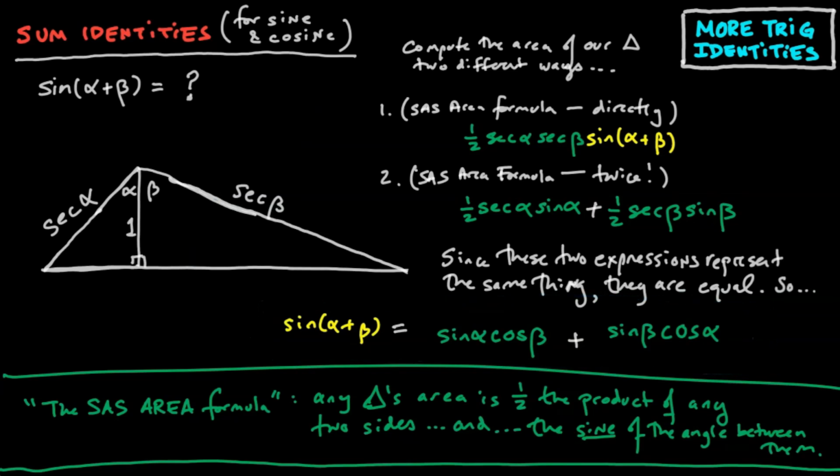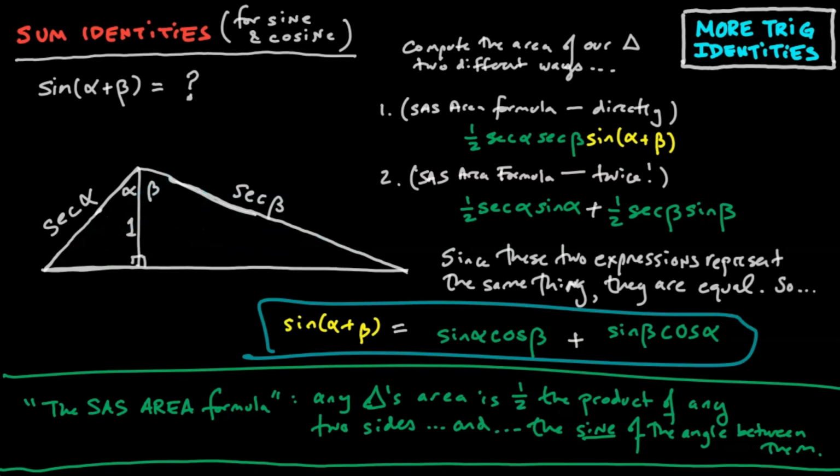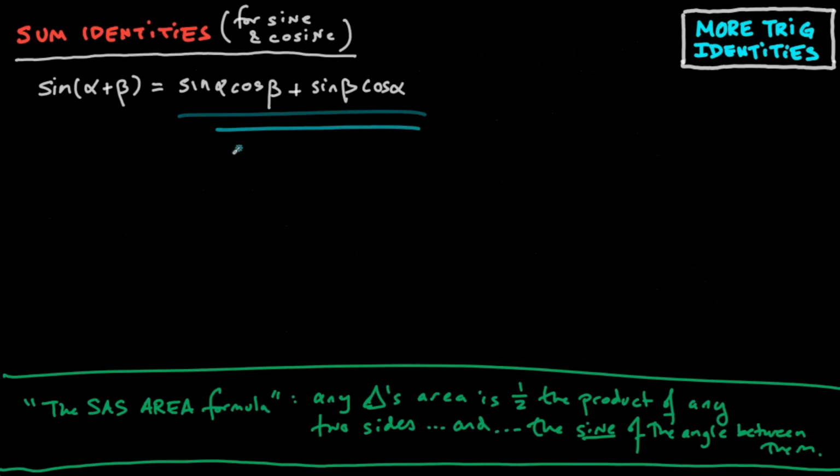Who would have ever thought that we could get to an identity for sine of alpha plus beta with an argument involving the area of triangles? This statement down here really doesn't have anything to do with area, but nonetheless, we used something about area to come up with it. There are other ways to derive it as well, but I think this is by far the most clever. So, I hope you enjoyed it.